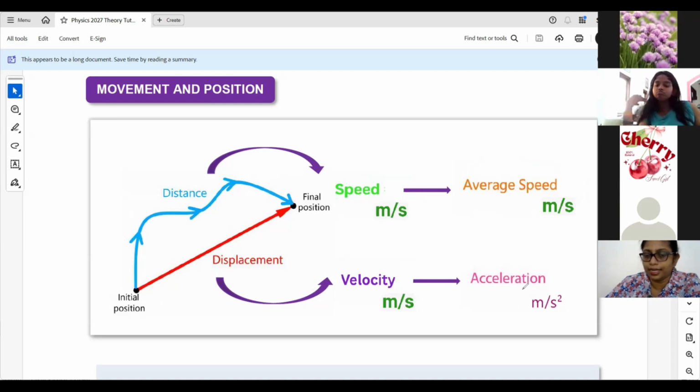Using a highlighter, highlight this one. This is the confusing part. Some students write m/s for the acceleration. Acceleration is not like the speed. Okay, so m/s squared is the acceleration unit. Just highlight this unit. I'll show you the formulas, then you'll get the clear idea why we are writing s squared there. Okay, so that is the summary.